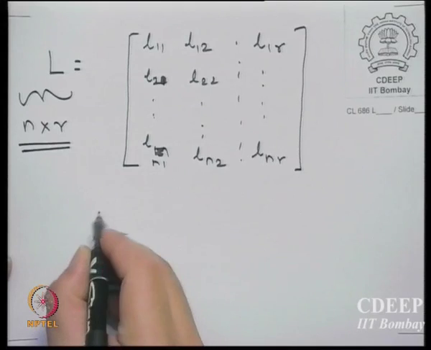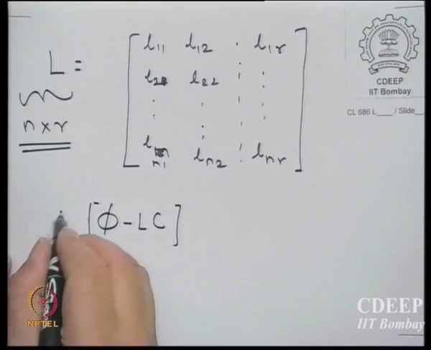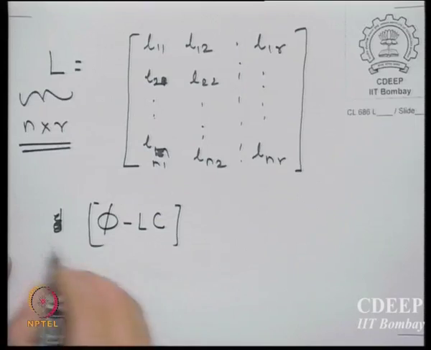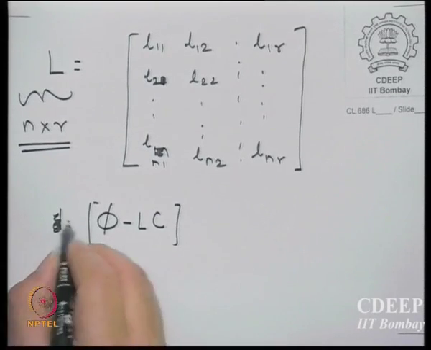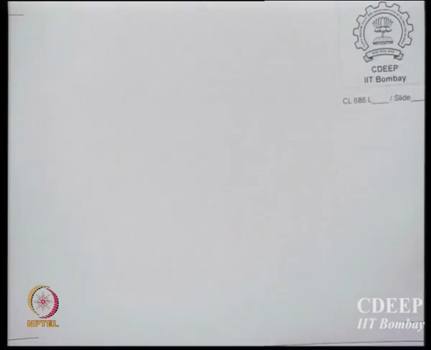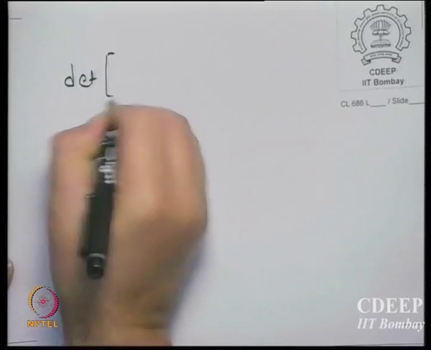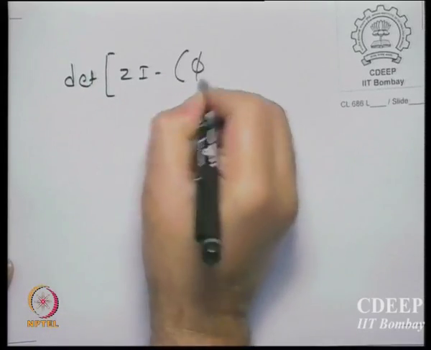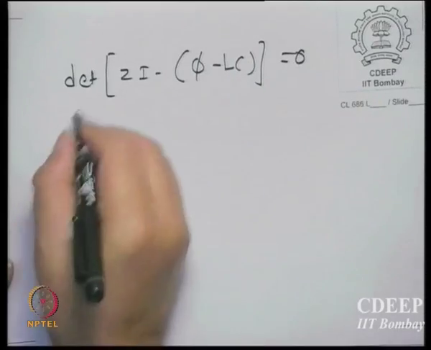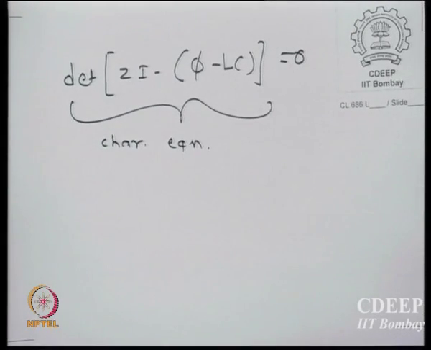And what I am going to do is say that the determinant of zI minus (phi minus LC) equals 0. This is the characteristic equation. And I am going to specify the poles, the roots of this.